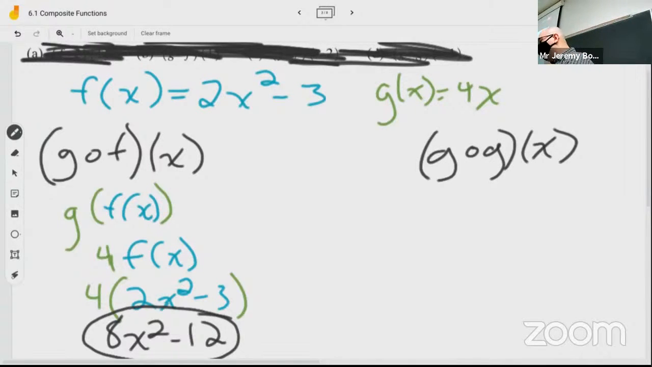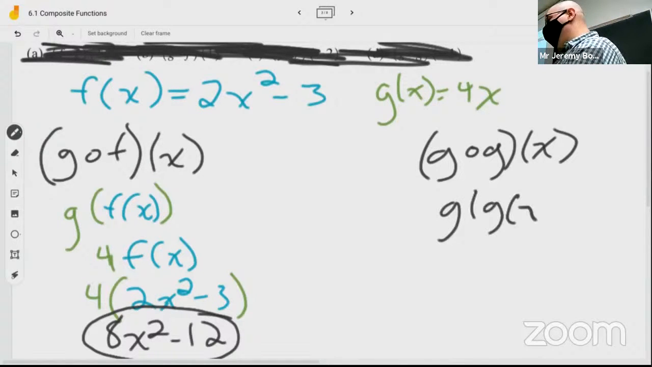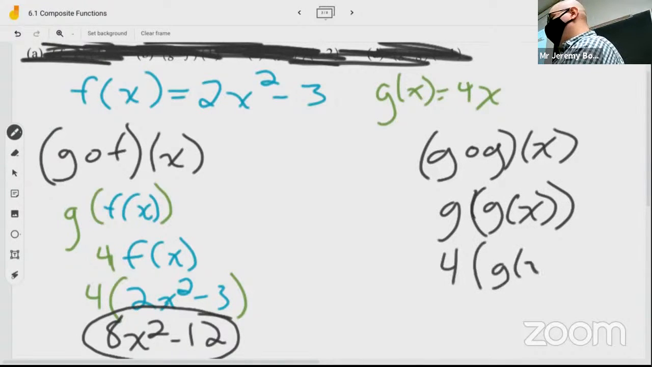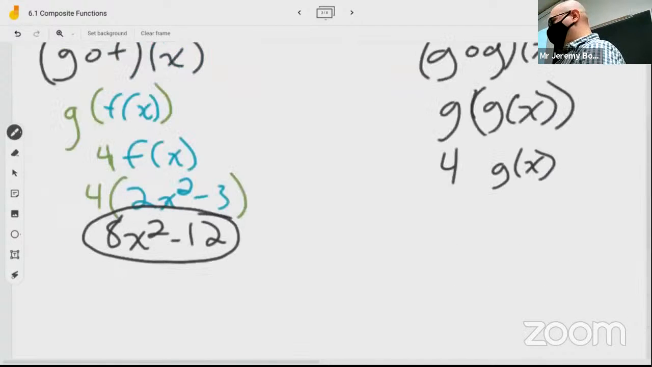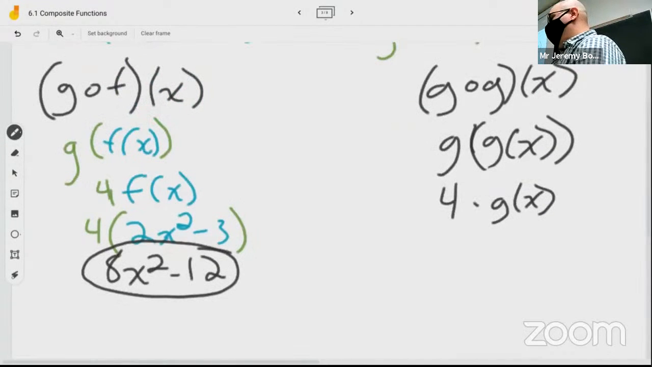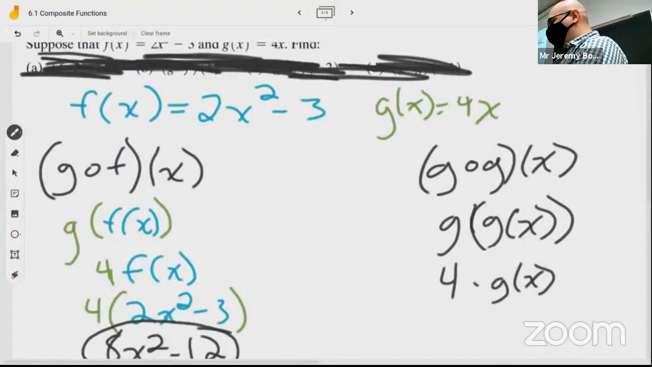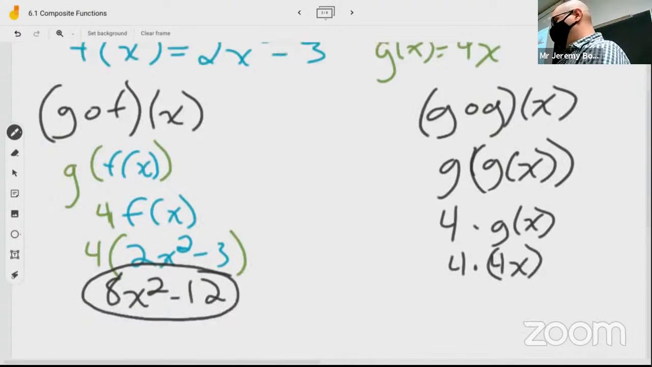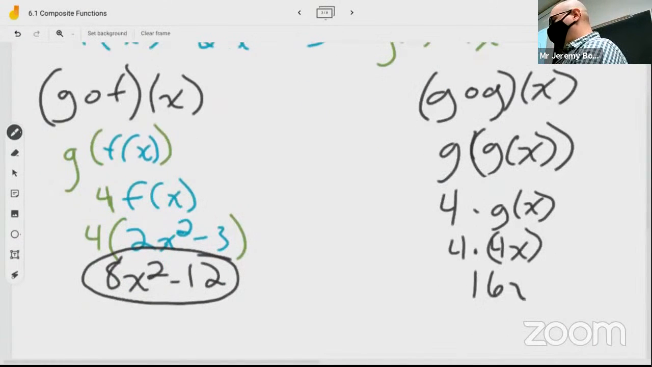For g composed with g of x, can't really do much with the color there because it's going to be all the same, but we're doing g of g of x. And so it's going to be 4 times g of x. I haven't been putting those outer parentheses, so let's get rid of them. And so we're going to replace g of x with what it actually is. So it's going to be 4 times 4x. And that's going to end up being 16x.